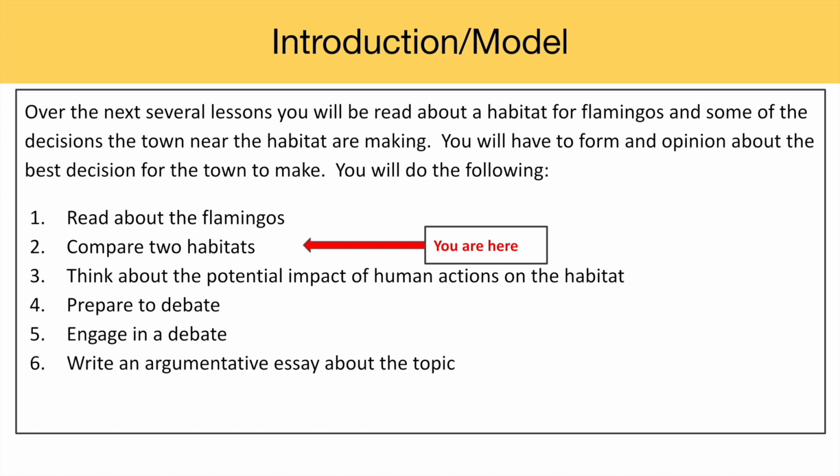Over the next several lessons, you will read about a habitat for flamingos and some of the decisions the town near the habitat are making. You will have to form an opinion about the best decision for the town to make. You will do the following. 1. Read about the flamingos. 2. Compare two habitats, which is where we are now.